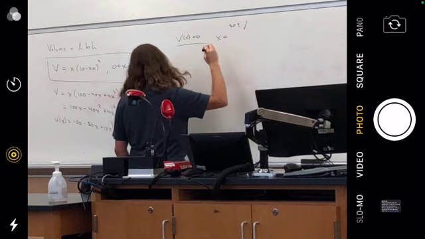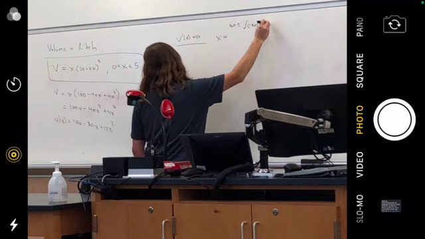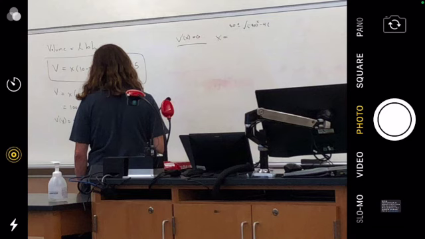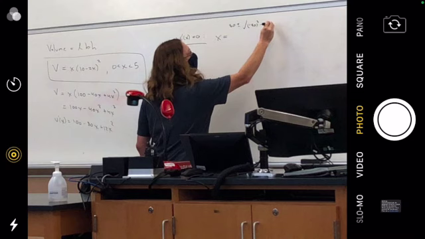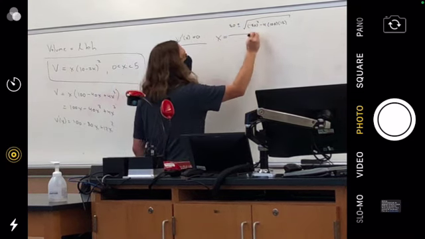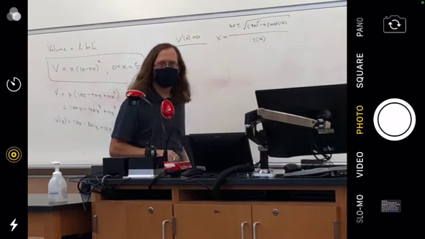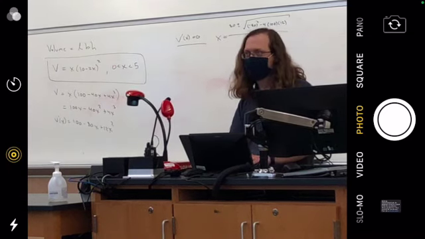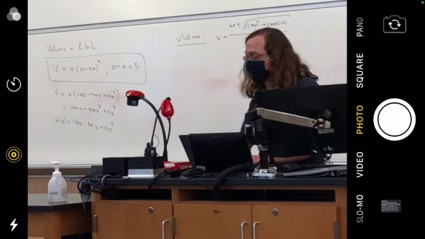80 plus minus square root of negative 80 squared minus 4 times 100 times 12, all divided by 2a. So 2 times 12. Here's the nice thing, on a test, everything will work out nicely.